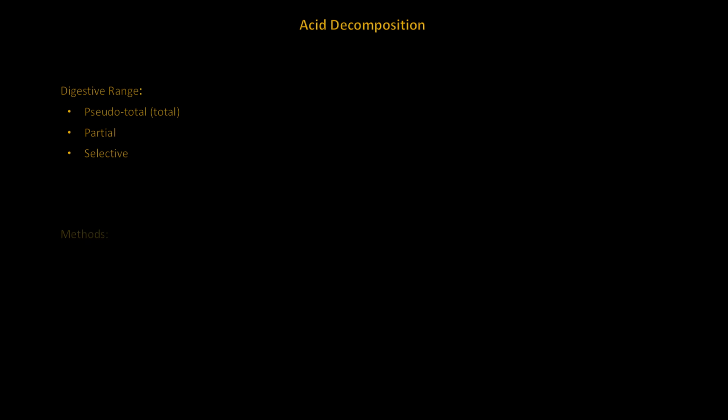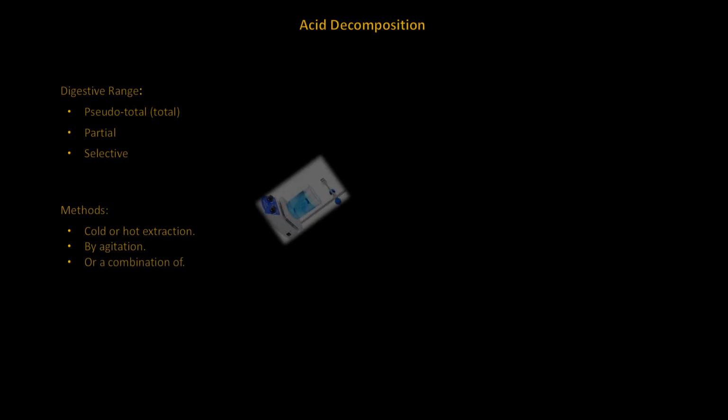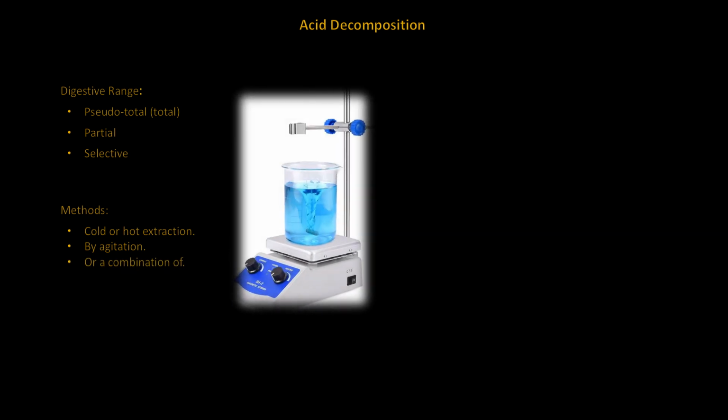The method of breaking down a sample could utilize a room temperature acid, referred to as cold extraction, or the solution may be heated to facilitate the decomposition faster. Agitation can be achieved just by stirring with a glass stirring rod, shaking, or using a stir plate and a magnetic stirring rod as shown. The method used may incorporate any combination of these. Now microwave heating and bomb decomposition will be addressed later in this presentation.